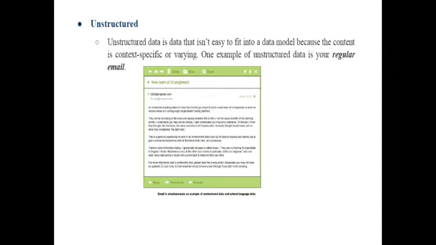Then unstructured data. Unstructured data is like our content that is context specific; all of that comes under unstructured data.